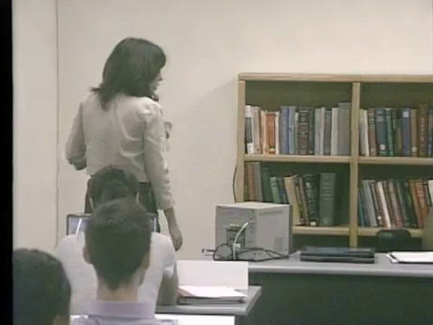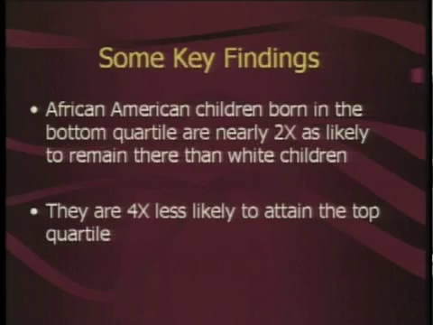Okay, let's go back to PowerPoint. Another finding is that they're 4 times less likely to attain the very top quartile. When you compare blacks and whites, they are 4 times less likely to ever attain the top quartile. Again, so we're talking here about structural inequality based on the color of somebody's skin. Not on their ambition, not on their ability to succeed.